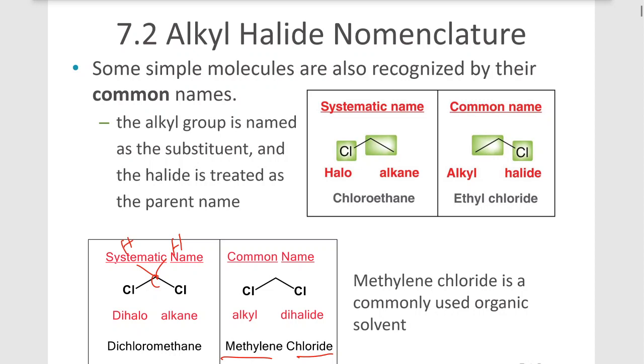And sometimes these common names just predate the understanding of the real structure of the molecule. That's why they still exist. They just caught on. So this molecule is chloroethane here, and its common name is ethyl chloride. So these common names have been in the literature so long that they just stuck and they're used more commonly than the actual IUPAC name.